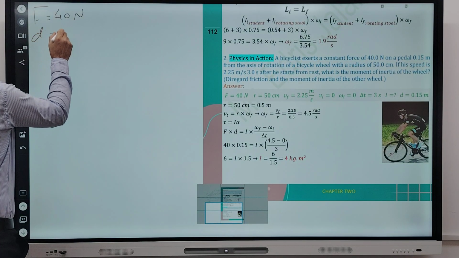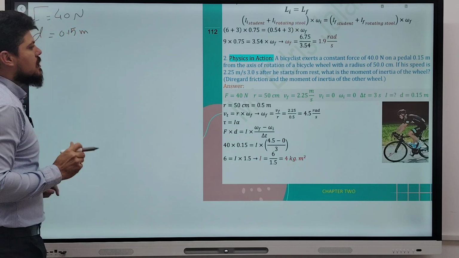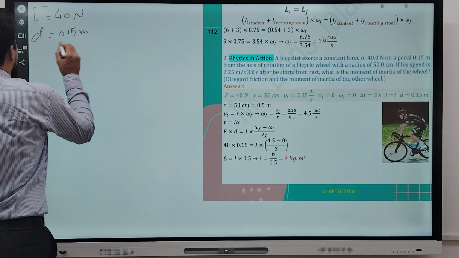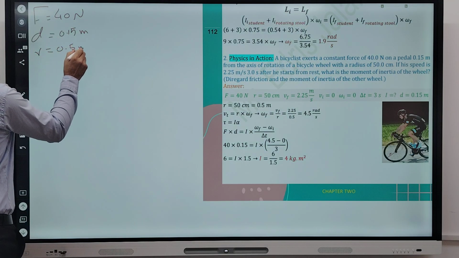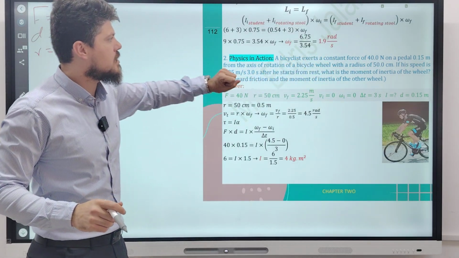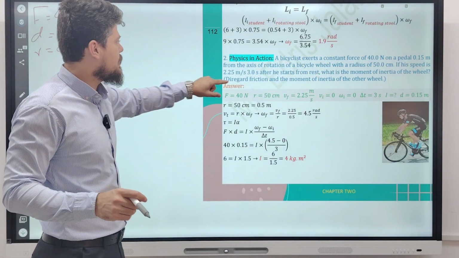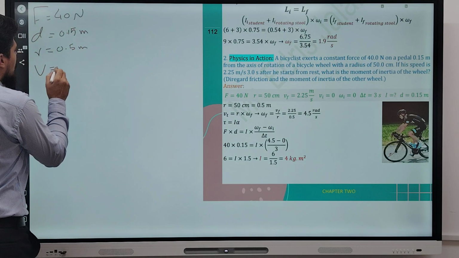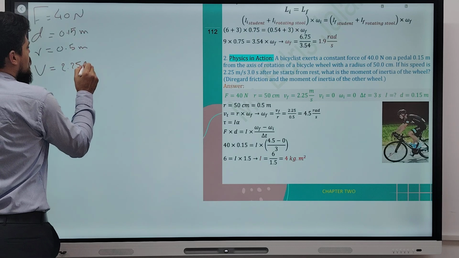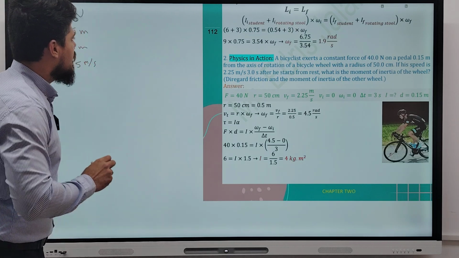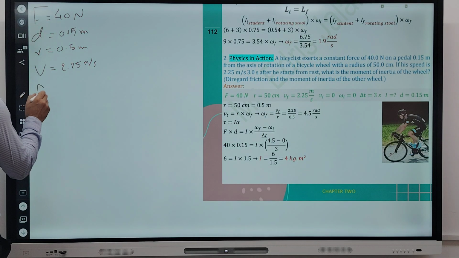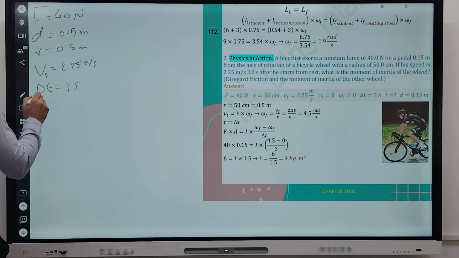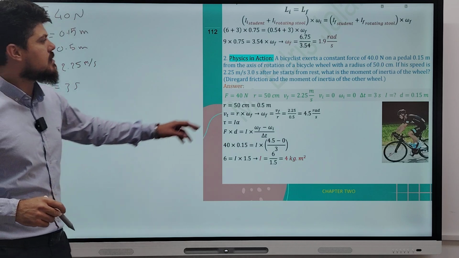So the distance from the axis of rotation is 0.15 meter, of a bicycle with the radius of the bicycle tire 50 centimeter, you have to convert to meter, which is equal to 0.5 meter. If his speed is 2.25 meter per second, this is the linear speed of the bicycle tire, 3 seconds after he starts from rest, this is V final and V initial. It is 0 because it started from rest.